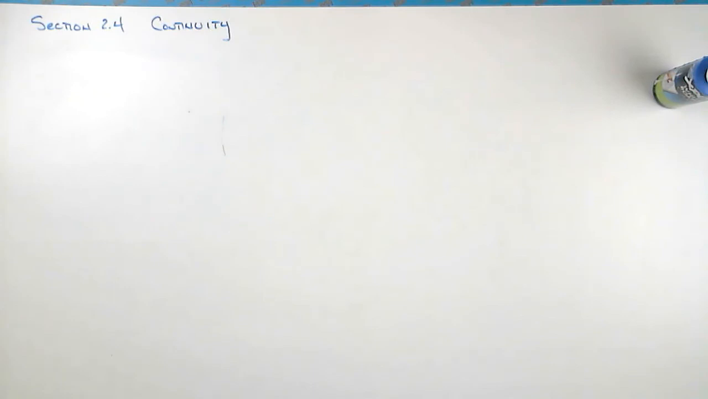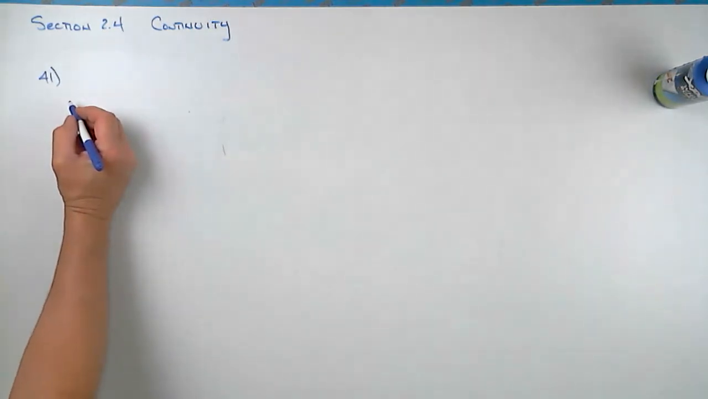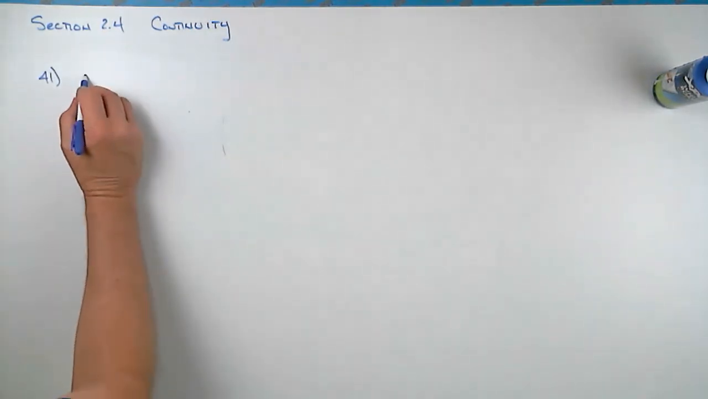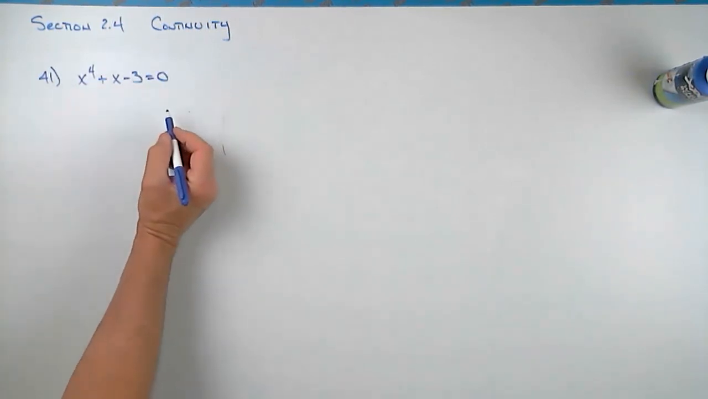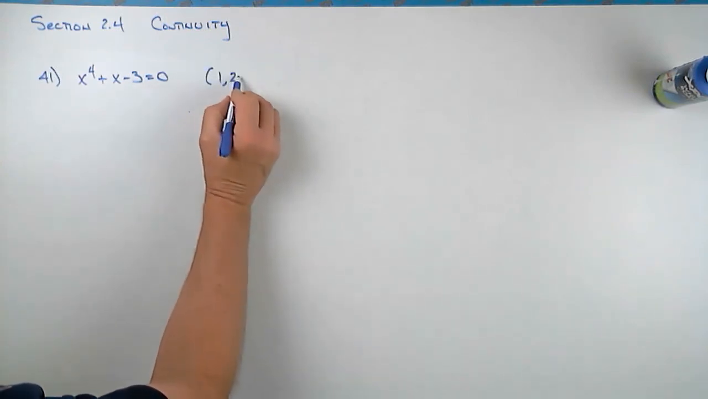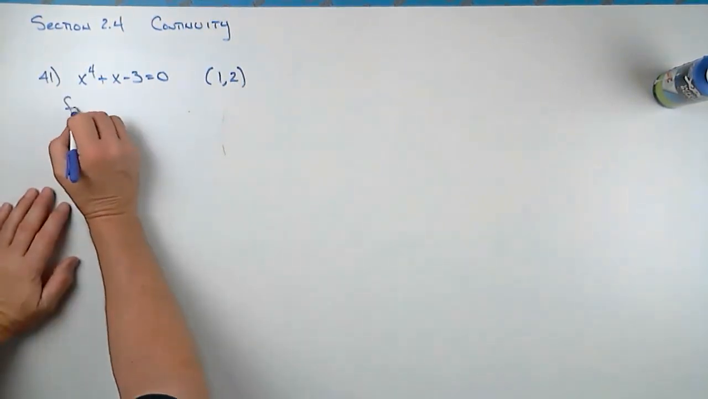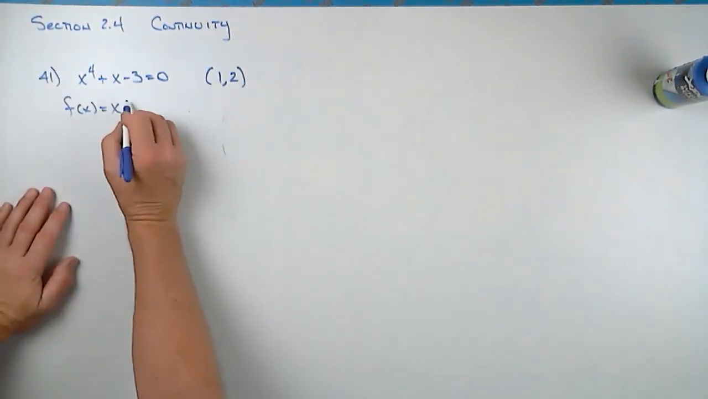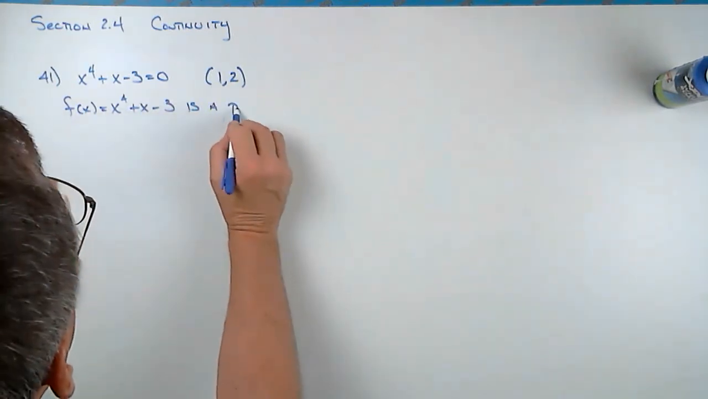41 and 44. So 41 says, use the intermediate value theorem to show there's a root of the given equation in the given interval. So for 41, we have x to the fourth plus x minus 3 equals 0. And we know this interval is 1 to 2. So the first thing we have to do is say f of x equals x to the fourth plus x minus 3 is a polynomial.